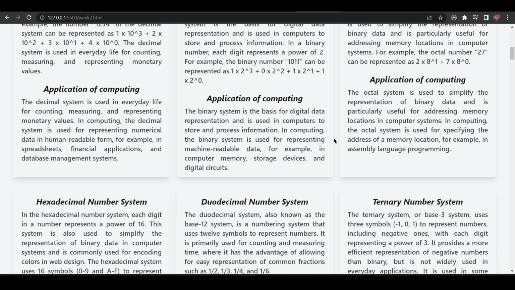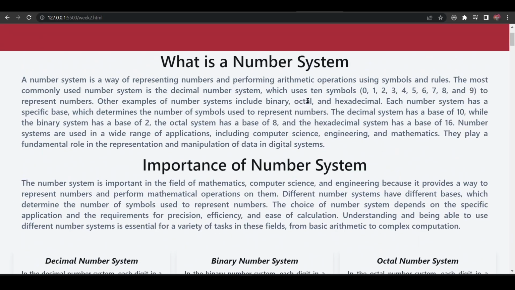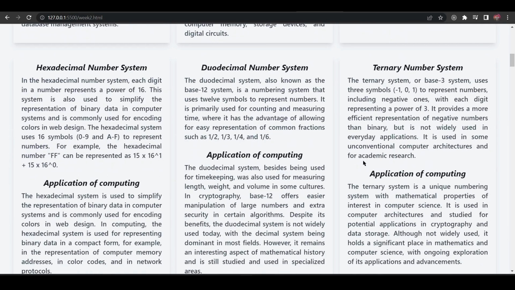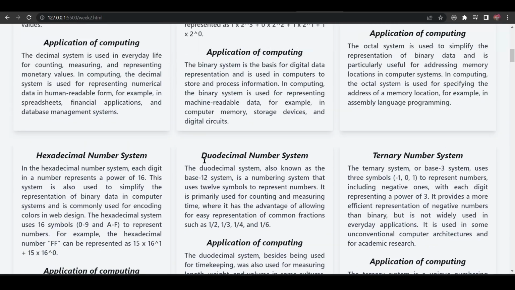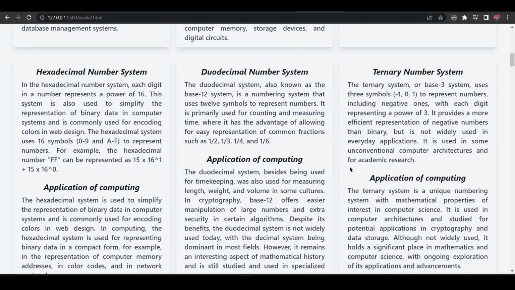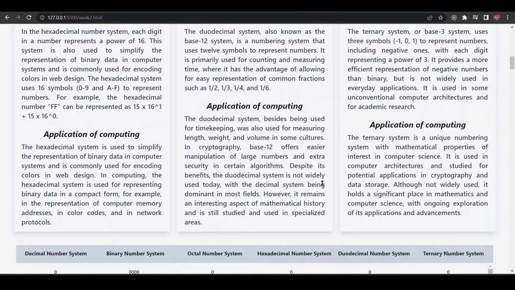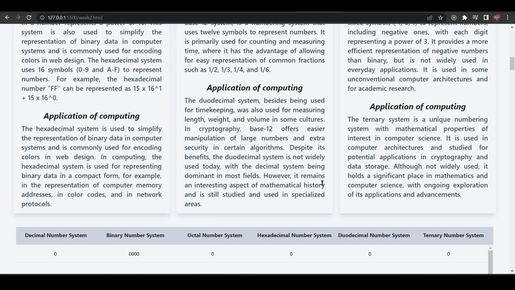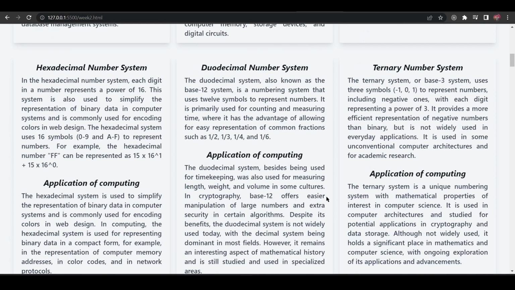Kaya di siya kasama doon sa binanggit ko kanina dito sa mga other examples kasi hindi siya mostly ginagamit. Okay? Unlike the hexadecimal, the binary, octal, and decimal, which is the commonly used. So, itong duodecimal, hindi siya masyadong ginagamit. But, however, it remains an interesting aspect of mathematical history and is still studied and used in specialized areas. So, sa mga piling area lang siya ginagamit or dun sa mga other cultures.